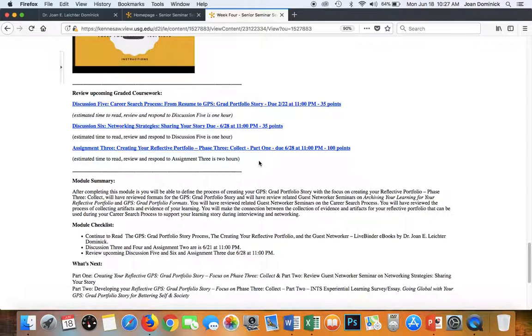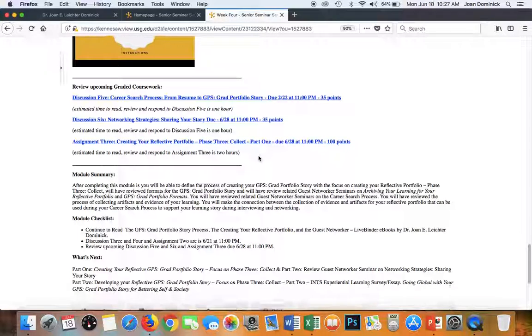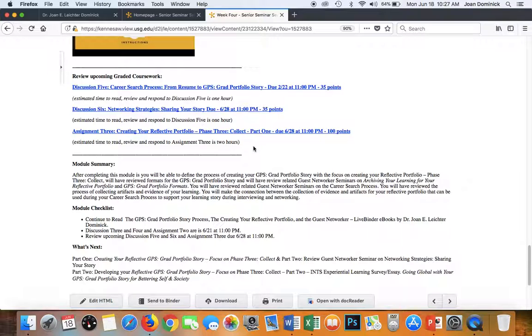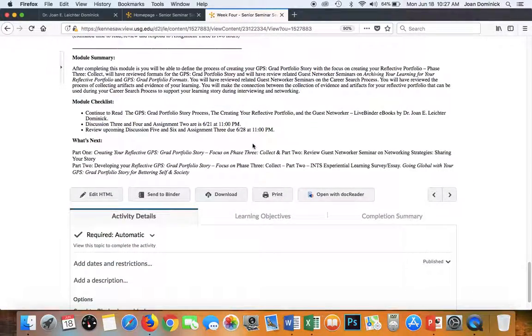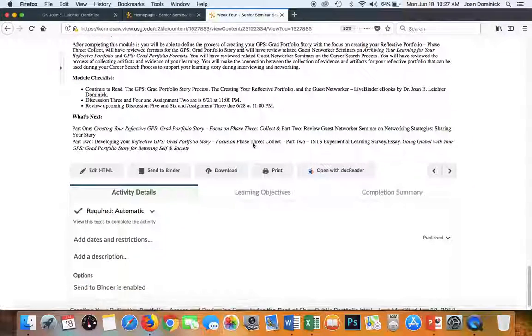We have discussion 5, which is on the career search process, discussion 6 on networking, and assignment 3, which is beginning the process of creating your reflective portfolio, the collection phase. So you're going to start thinking about what you would like to include in your portfolio if you have artifacts, what's important to you, writing narratives, etc. For the module summary, please review that as well as look at the checklist. Continue to read the GPS Grad Portfolio Story process, and remember, discussion 3 and 4 and assignment 2 are due, and review the upcoming assignments for next week.